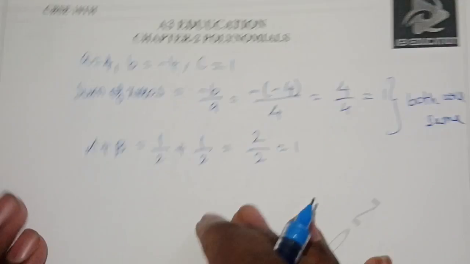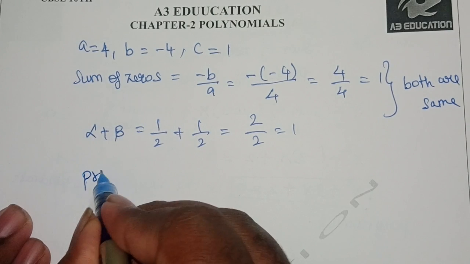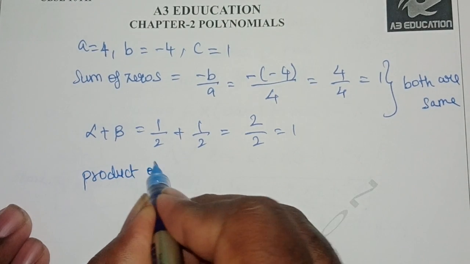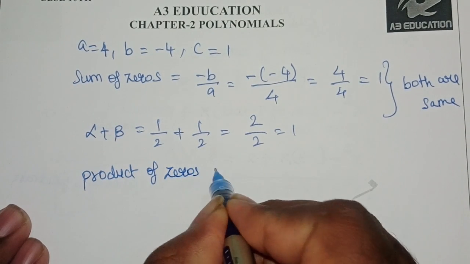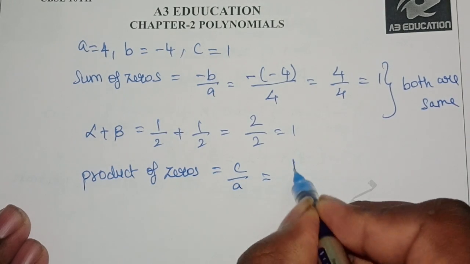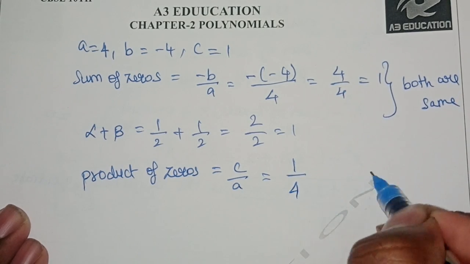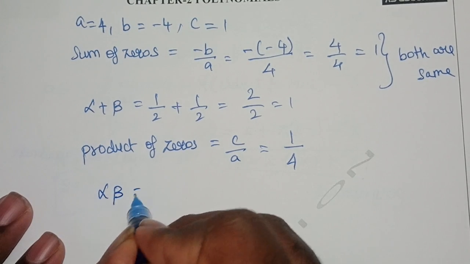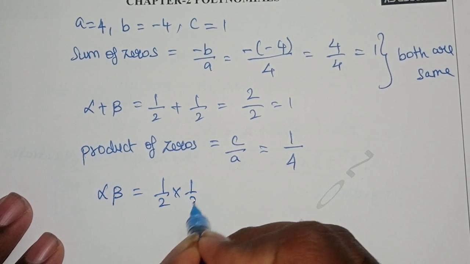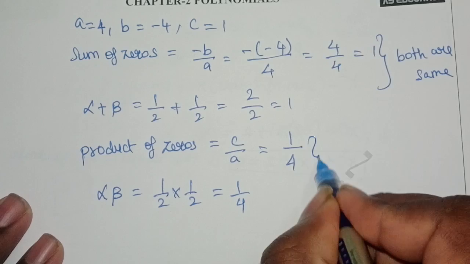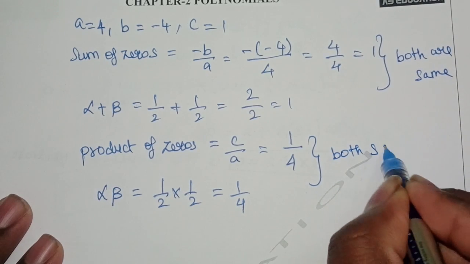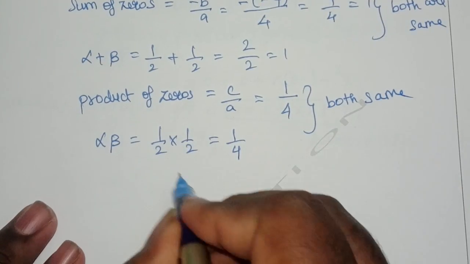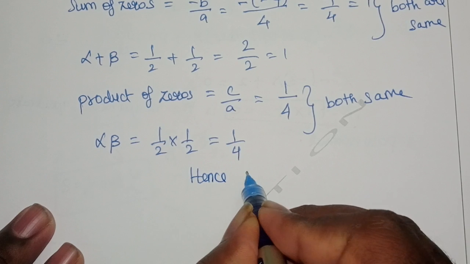Then product of zeros is equal to C by A. Here C is 1, A is 4. Alpha beta is equal to 1 by 2 into 1 by 2, which is 1 by 4. Both same. Hence verified.